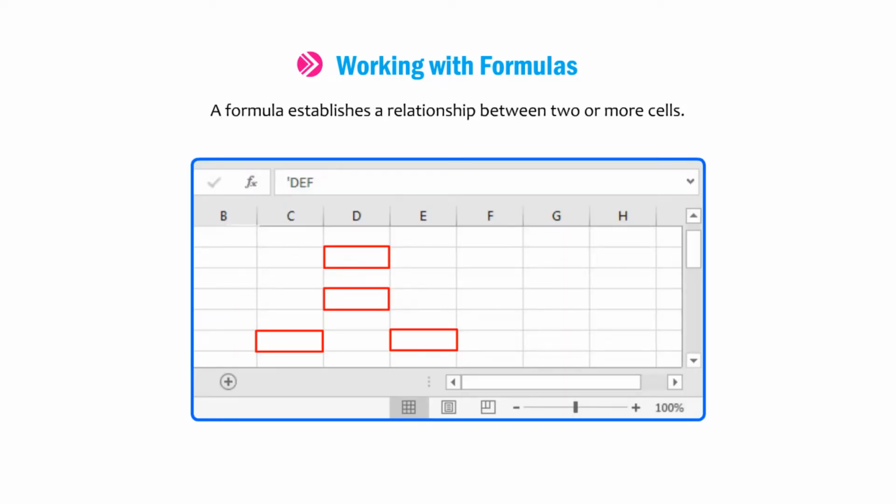Now, when we talk about formulas in Excel, it means we have many cells, and each cell has an address. We write some values, and we write a formula using those cell addresses. This creates a relationship between two or more cells together. So a formula can create relationships between cells.